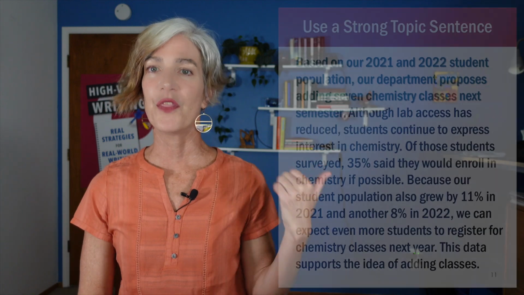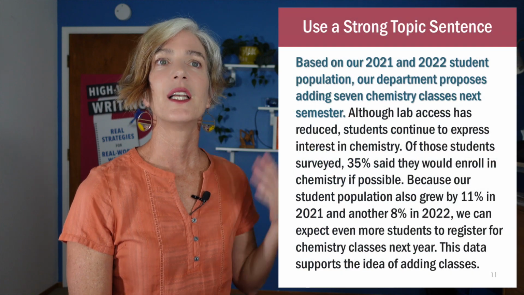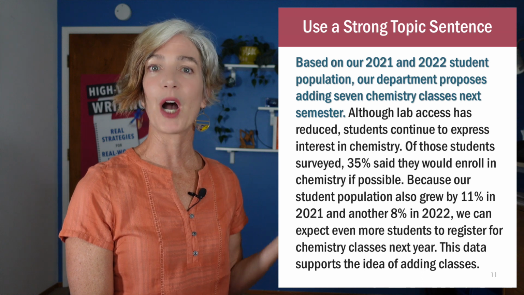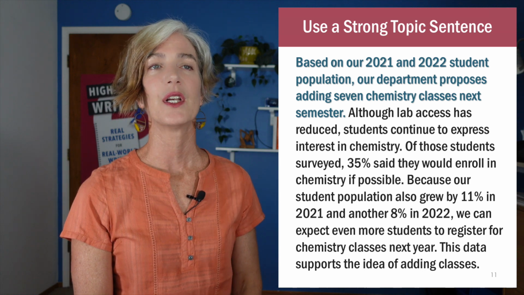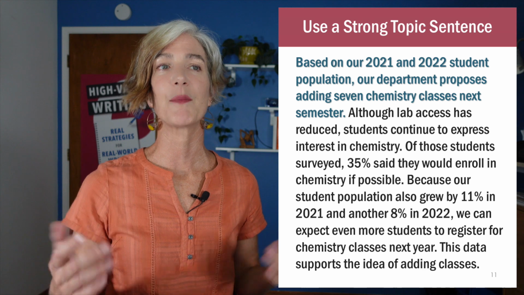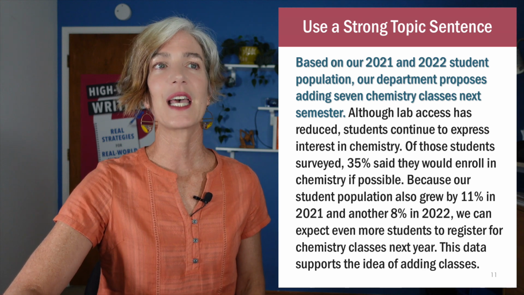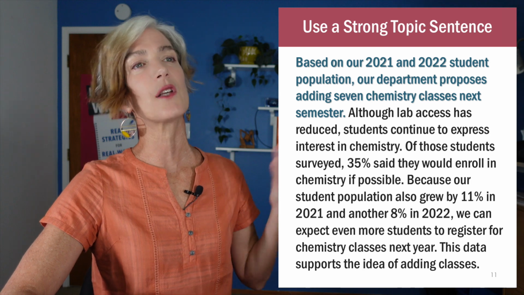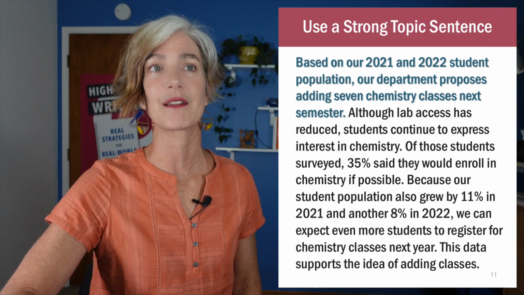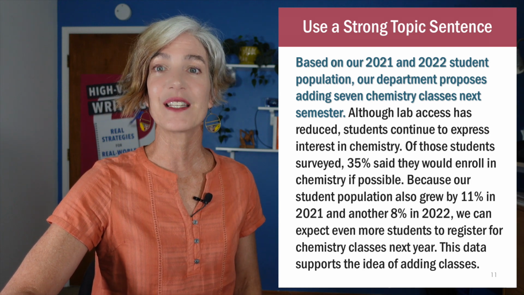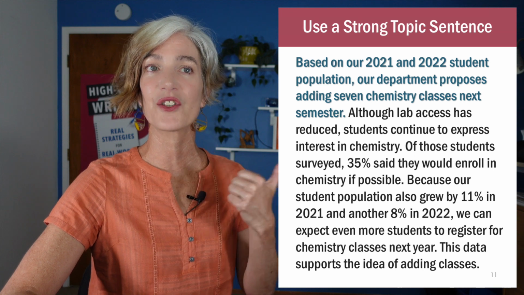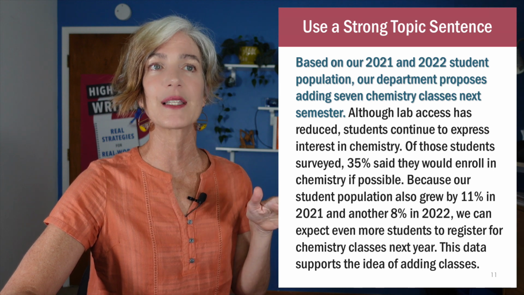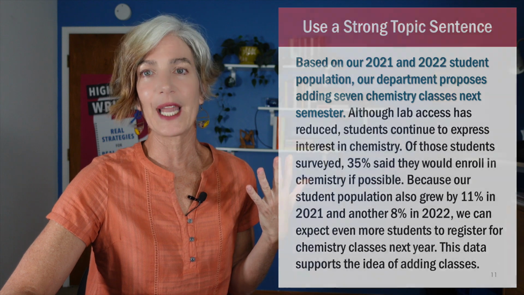Okay, let's look at the paragraph we started out with just a few minutes ago as an example. There was a topic sentence there. It was that idea of, based on our population in the last 2 years, our department wants to add 7 chemistry classes. That is letting us know, what is this about and why does it matter? Why do we need those classes? Oh, because we have so many students. We can imagine that if we had not said that and we had just written our paragraph with no topic sentence, we would lose that whole idea and have to figure it out later.